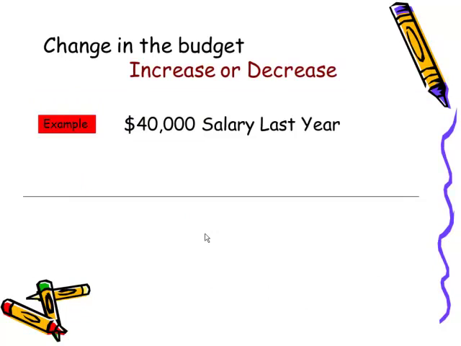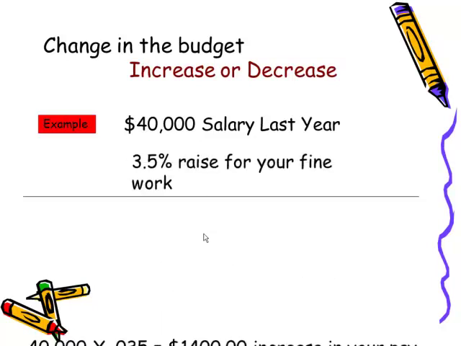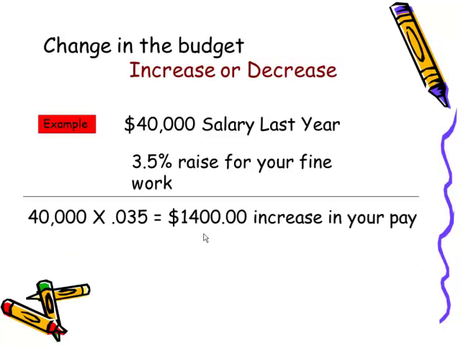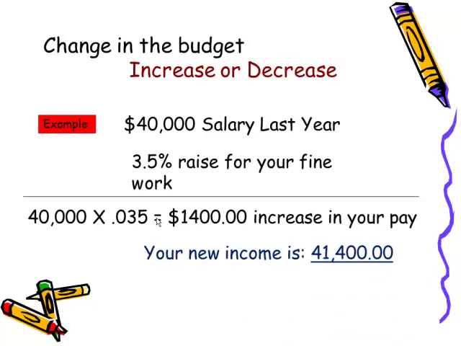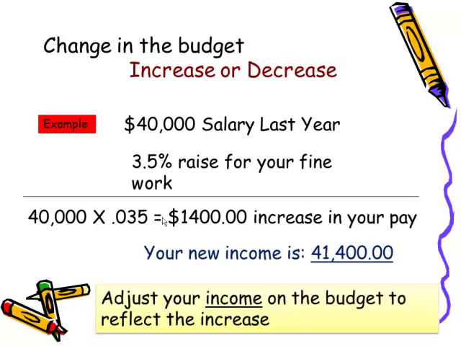So you look at changes in the budget. For example, if you had $40,000 last year, and you have a 3.5 percent raise for your fine work you've been doing, realistically you'll do a little math here. You take your 40,000, and remember the old math rule about percent. When you use a percent to find a figure, you drop the percent sign, move the decimal 2 places to the left, and that gives you 0.035, and then you multiply, and that equals $1,400 increasing your pay, which is a great increase for the new year. And so your new income will be $41,400, and you're going to make an adjustment on your income for the budget for the new year that will reflect the increase.